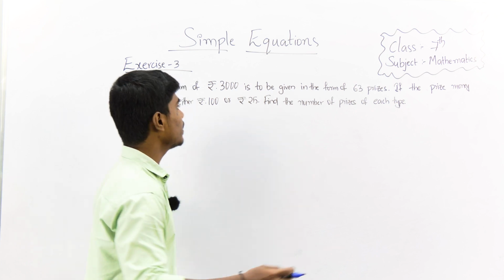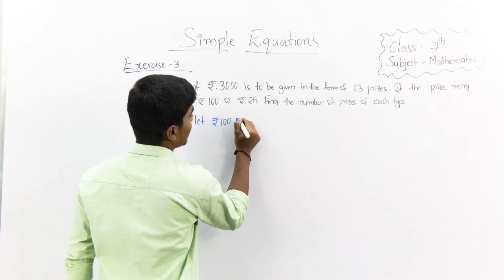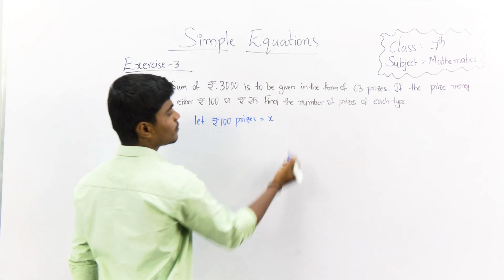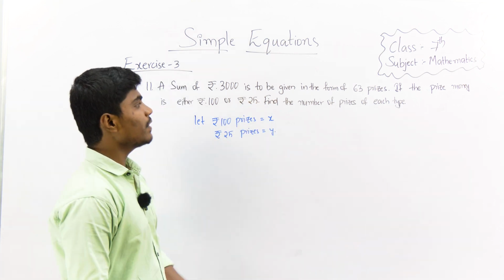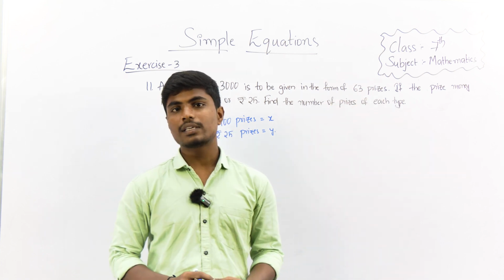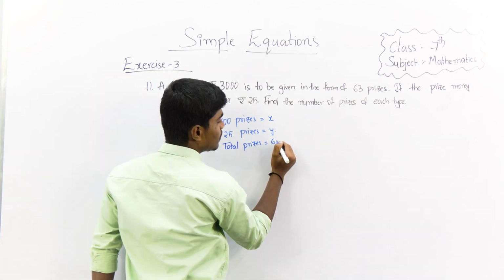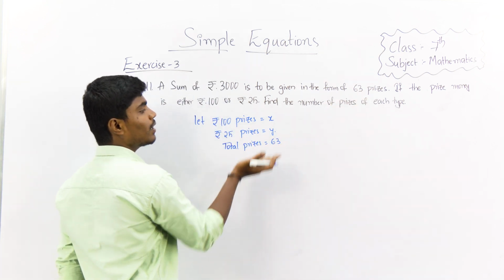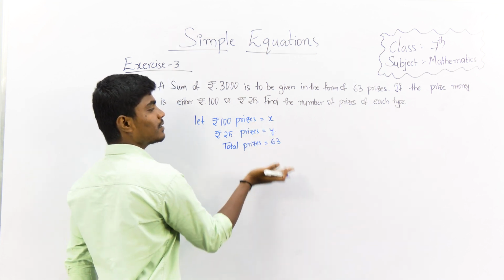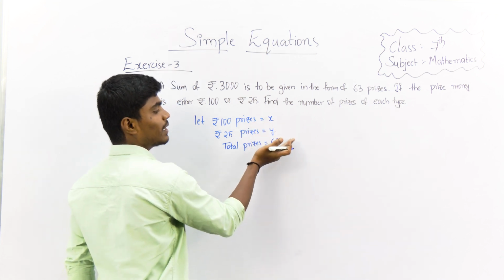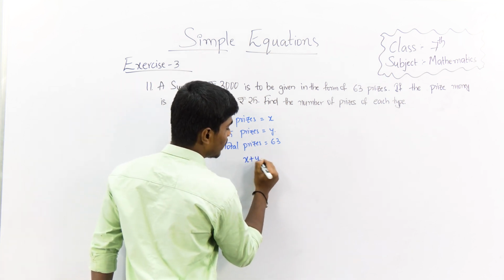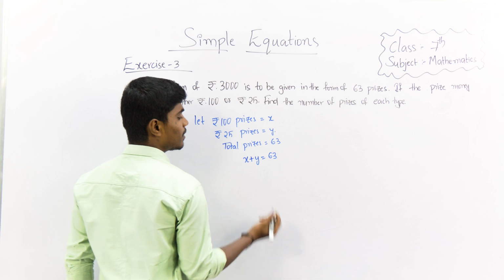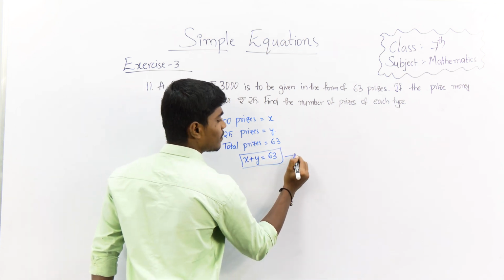So here let 100 rupees prizes be x, and 25 rupees prizes be y. Here he gave the total prizes as 63. So what are the prizes? One is x and the other is y. So x plus y is equal to 63. Here we have equation 1.